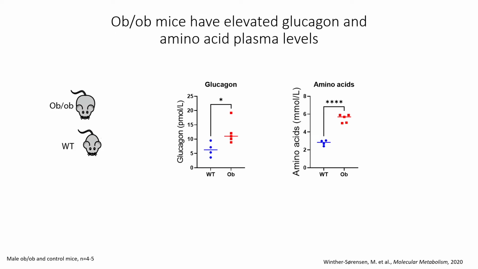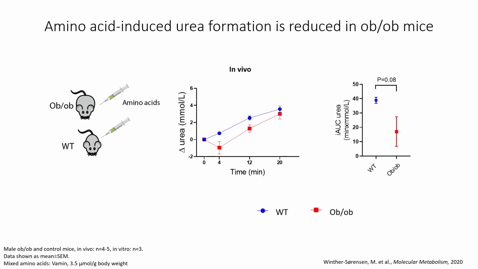So next we looked into the effects of hepatic steatosis on the liver alpha cell axis. As a model, we used the ob/ob mice. And these mice also have elevated levels of glucagon as well as amino acids, demonstrating disruption of the liver alpha cell axis.